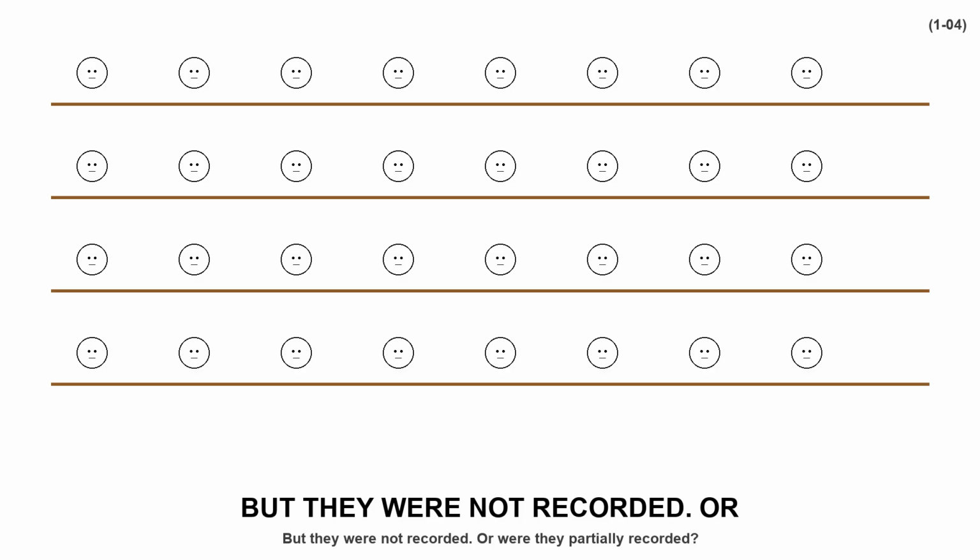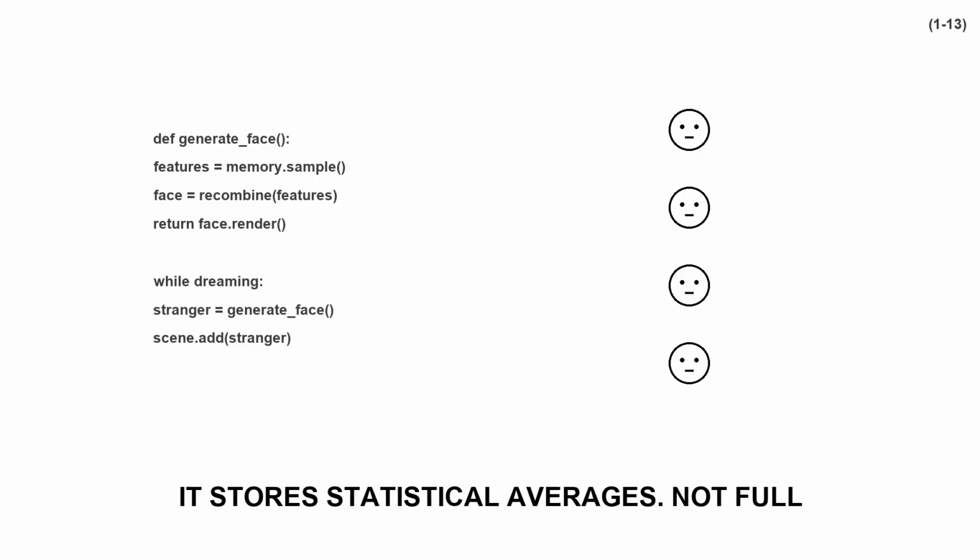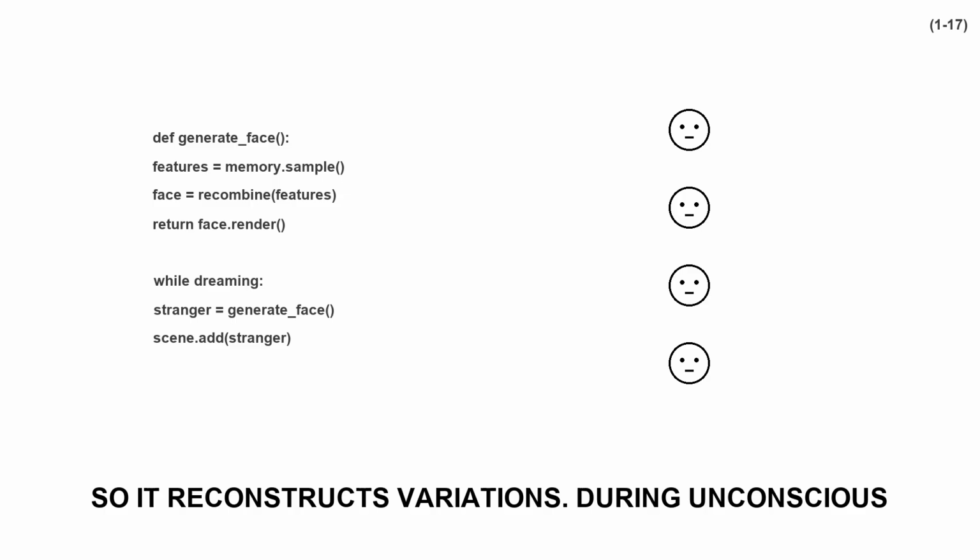But they were not recorded. Or were they partially recorded? Researchers at MIT found patterns. The brain compresses facial data. It stores statistical averages. Not full photographs of people. So it reconstructs variations. During unconscious simulation.